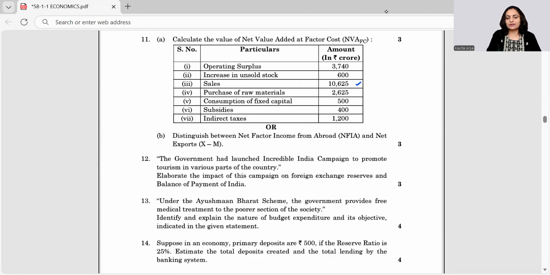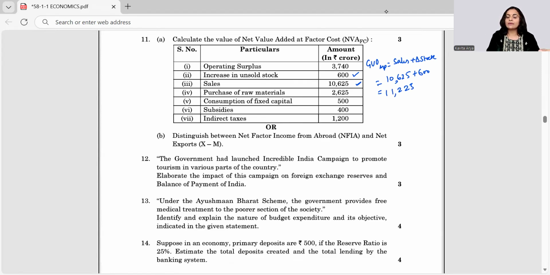So what are the steps of product method? We get to have GVO at MP at the very first. That's equal to sales add change in stock. Right. So sales are 10,625 rupees add change in stock. So stock is given. Increase in unsold stock is nothing but change in stock. You have to have it clearly this way. So this step goes clear.